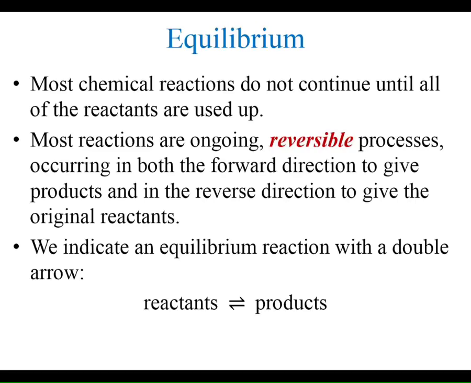So that's why we use a little double arrow like this instead of a one-way arrow. That's called an equilibrium arrow. It shows that yes, reactants do go to products, but products also go back to reactants. So we use a little double harpoon looking thingy. Reactants go to products, but products go to reactants. So we have both happening in most reactions.